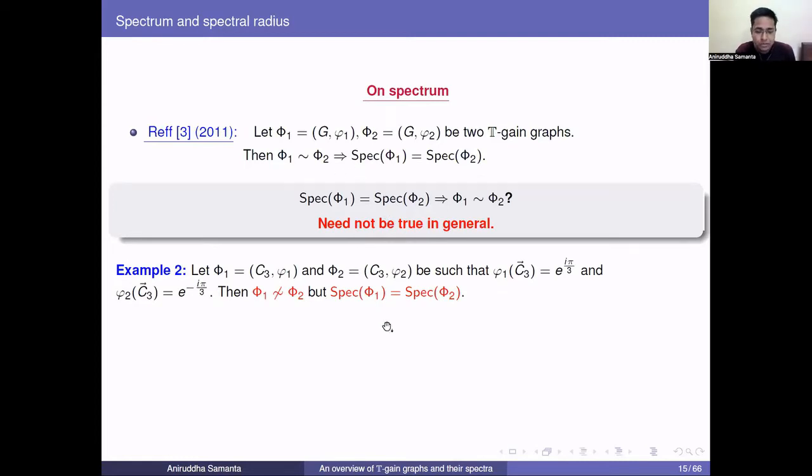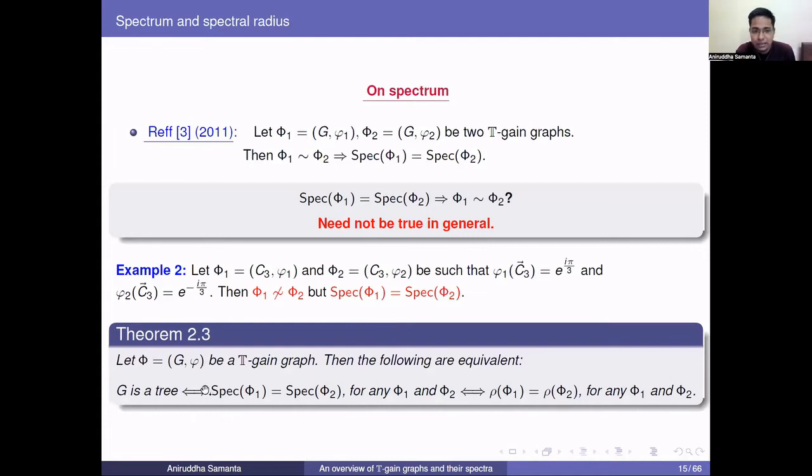Okay, in this direction we have one result. Let G be a graph, then the following are equivalent. Our structure is a tree, if and only if, for any two T-gain graphs phi 1 and phi 2 on G, they have the same spectrum, if and only if, for any two T-gain graphs phi 1 and phi 2 on G, they have the same spectral radius.